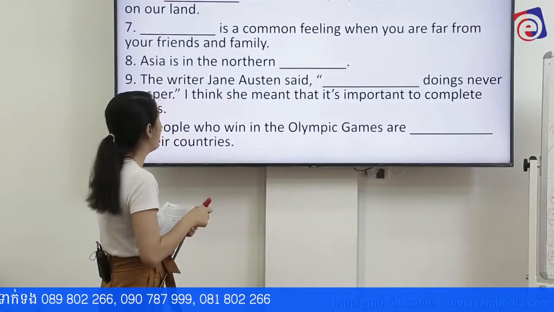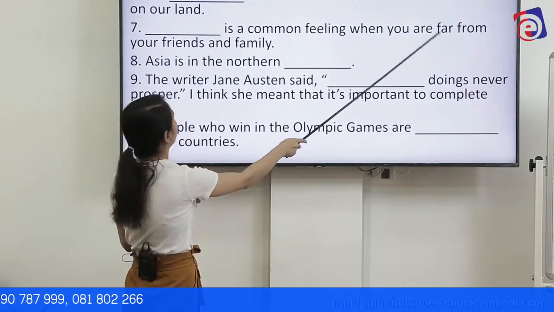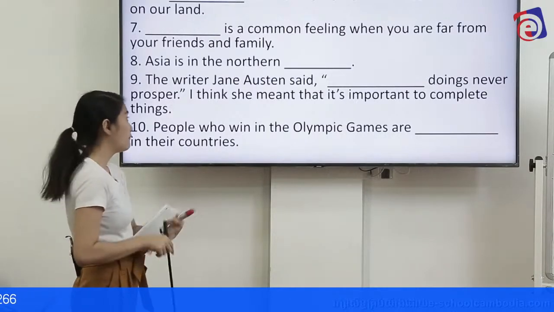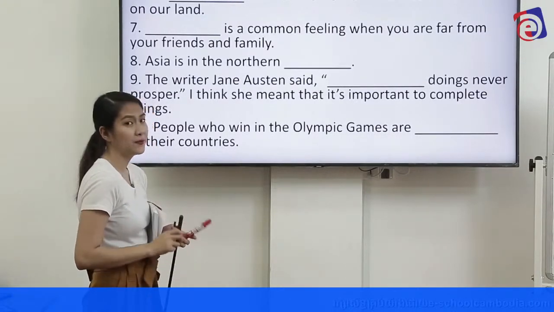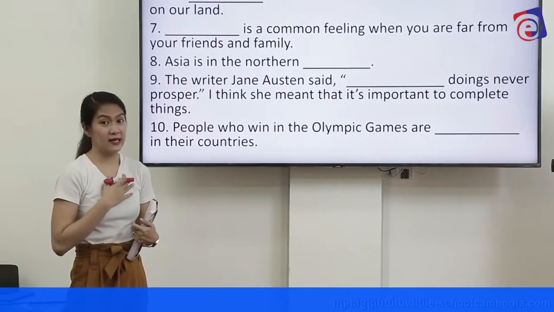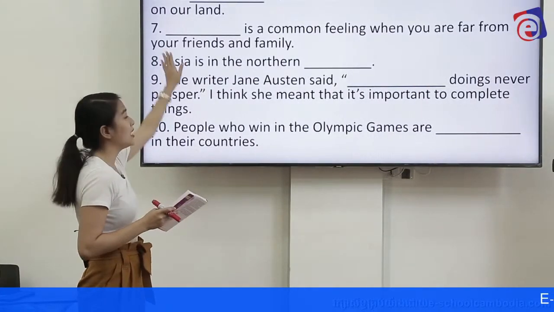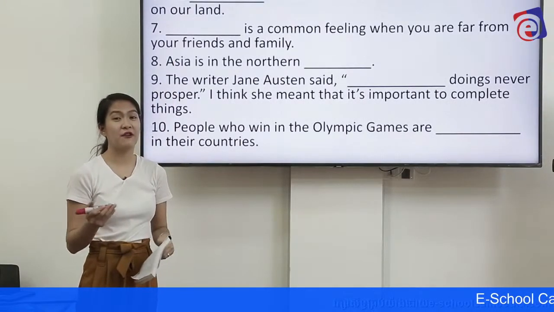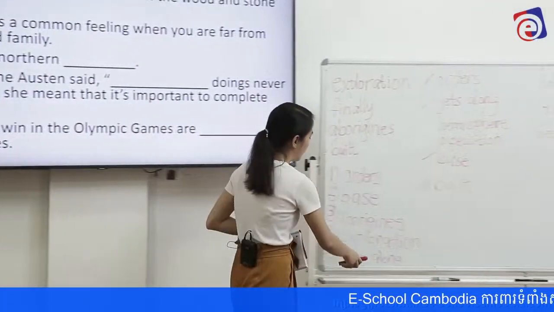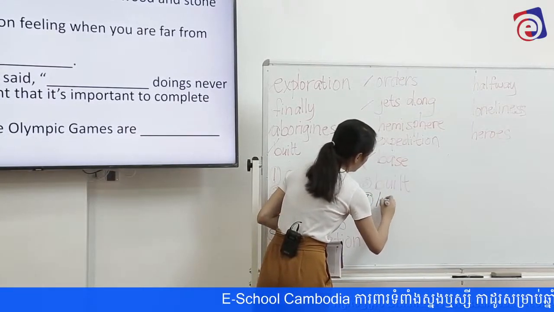Next, let's go to number 7. Blank is a common feeling when you are far from your friends and family. So what do you feel if you are far from your friends and family? The answer is loneliness, right? So loneliness must be capital letter because that is the first word from the sentence. So number 7 is loneliness.